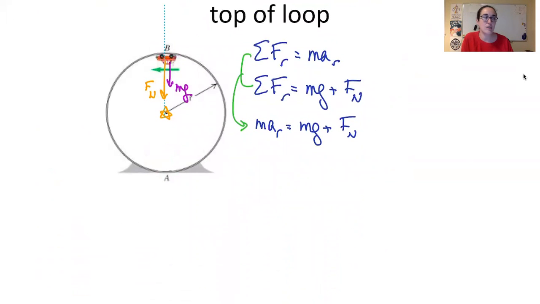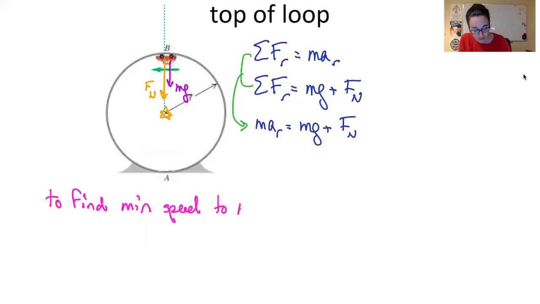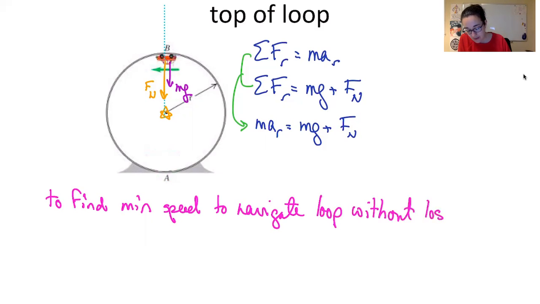So one of the questions that comes up is, what's the minimum speed to successfully navigate the loop without falling, without losing contact with the track?